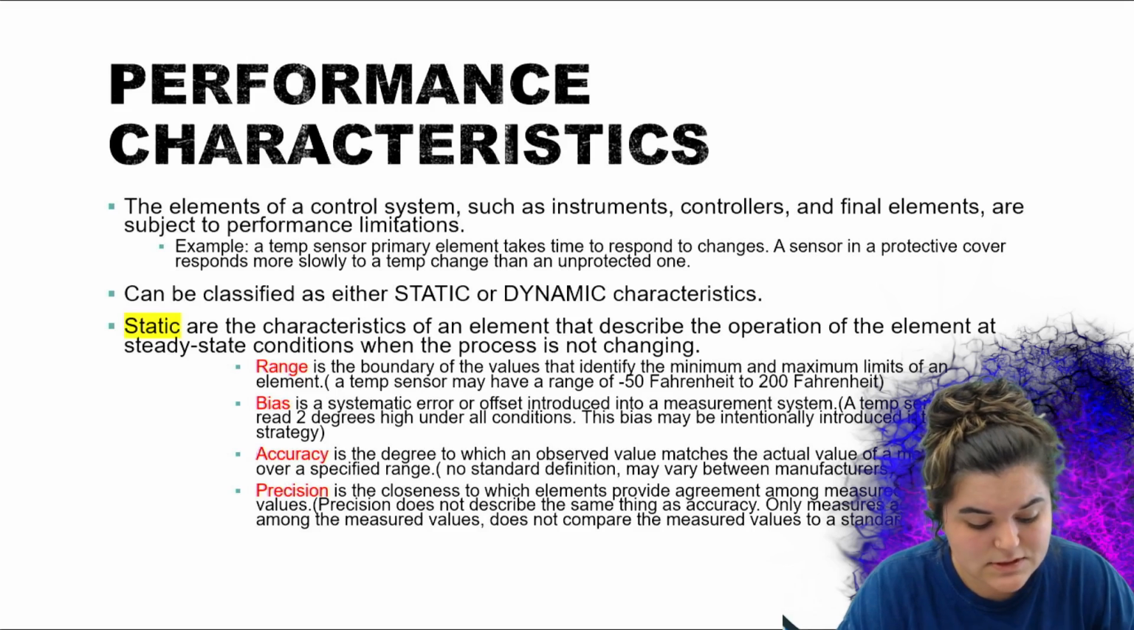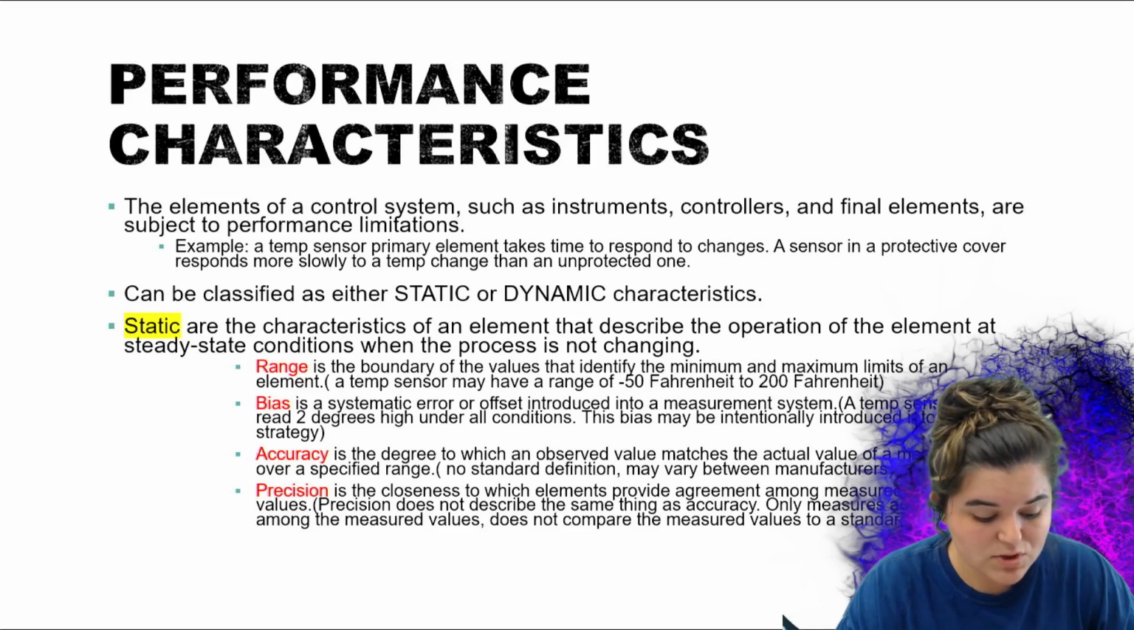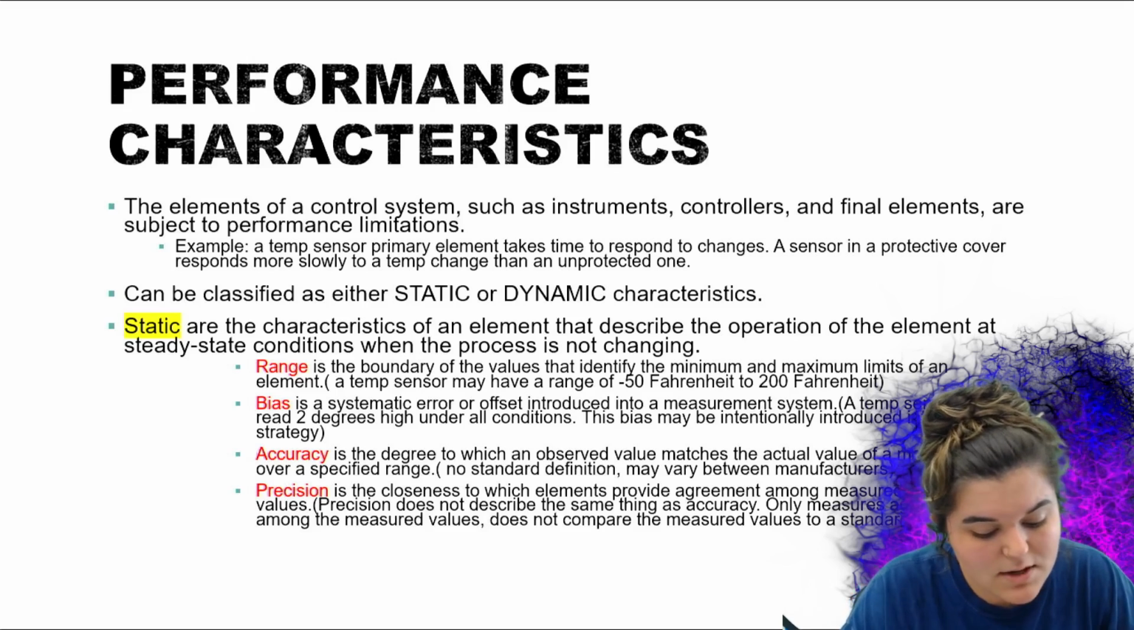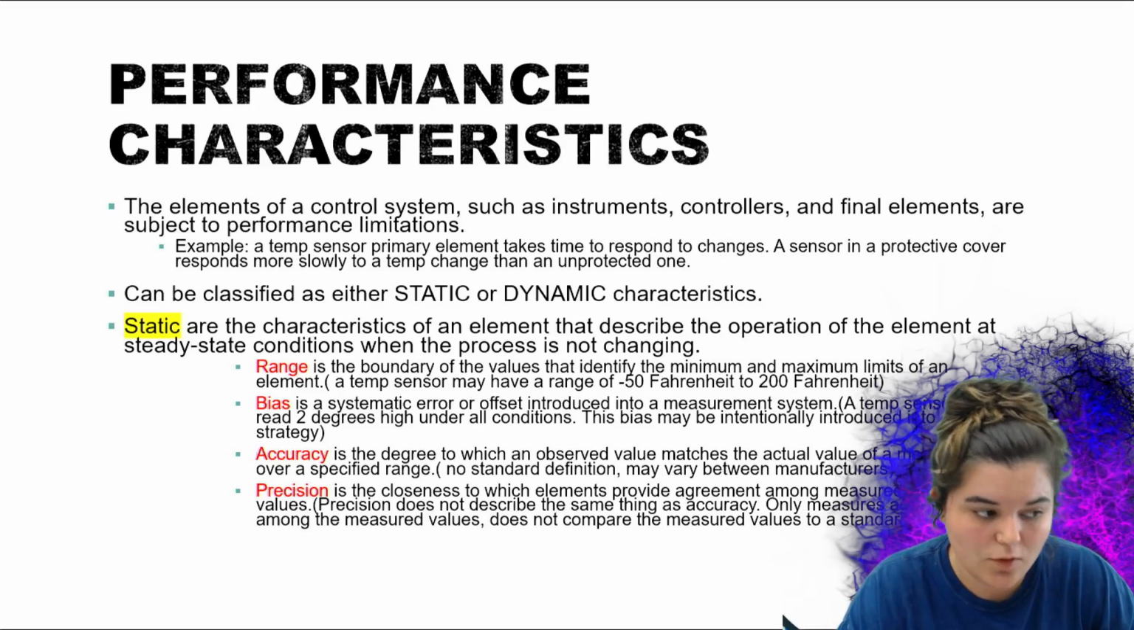Precision is the closeness to which elements provide agreement among measured values. Precision does not describe the same thing as accuracy. Only measures agreement among the measured values, does not compare the measured values to a standard or a true value.